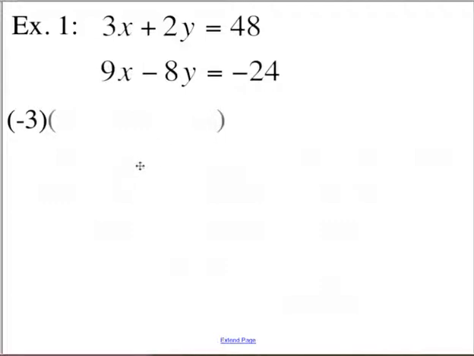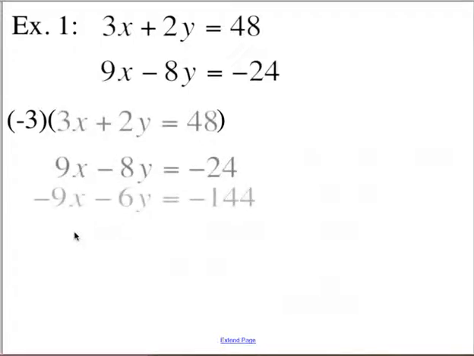And when I do that, I get negative 9x minus 6y equals negative 144. And so now you'll see I multiplied the top equation by negative 3. You have to distribute that negative 3 to all three parts. So the 3x, the 2y, and the other side of the equal sign, the 48. So then I get 9x minus 8y equals negative 24. That's from up above. And then negative 9x minus 6y equals negative 144.